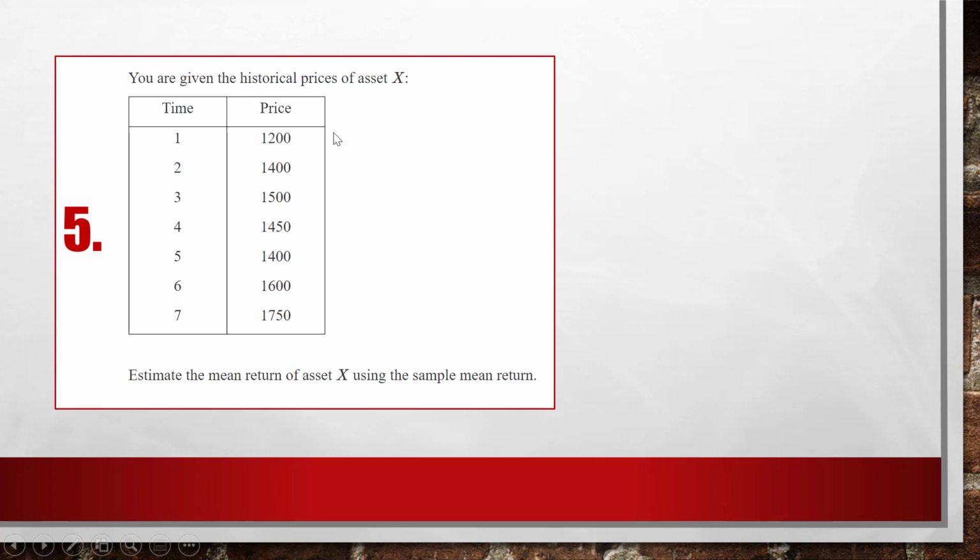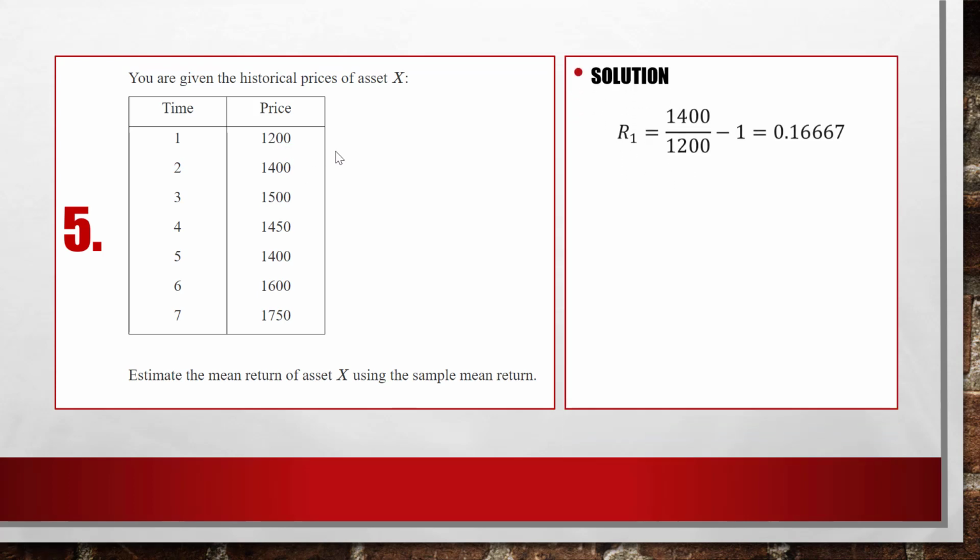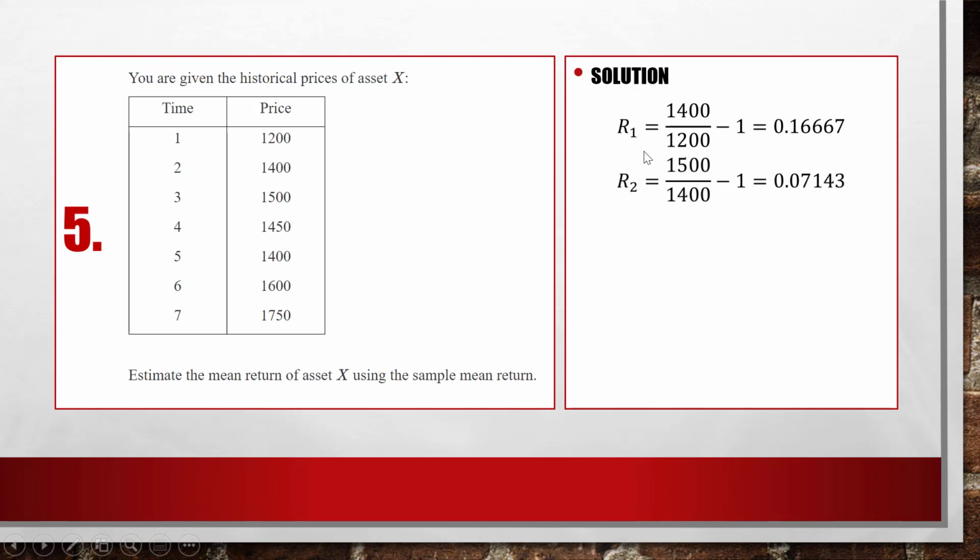In order to find the effective rate in the first year, we take 1400 divided by 1200 and subtract 1. So here R1 is 1400 over 1200 minus 1. Remember here 1400 over 1200 is 1 plus i, right? So when you subtract 1, you get the i. In this lesson we use R1 as the rate in the first year. The rate in the second year is 1500 over 1400 subtract 1. We got 0.0714, and so on until R6. Here we don't have R7, okay? We just have R6. R6 is 1750 over 1600 subtract 1.